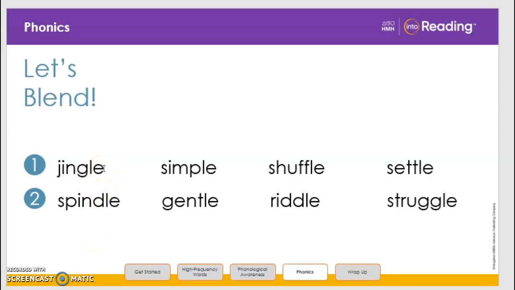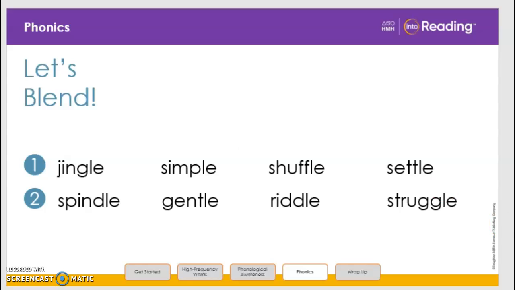All right, let's do some more work with some blending. We have jingle, simple, shuffle, settle, spindle, gentle, riddle, and struggle. Let's do simple. How would we divide out simple? How many syllables would that have? So what do we know? We know that if we clap it out, simple, we know we have two syllables. So we could divide the word in half. Where would you divide the word in half? Simple. If you said S-I-M and P-L-E, you are correct.